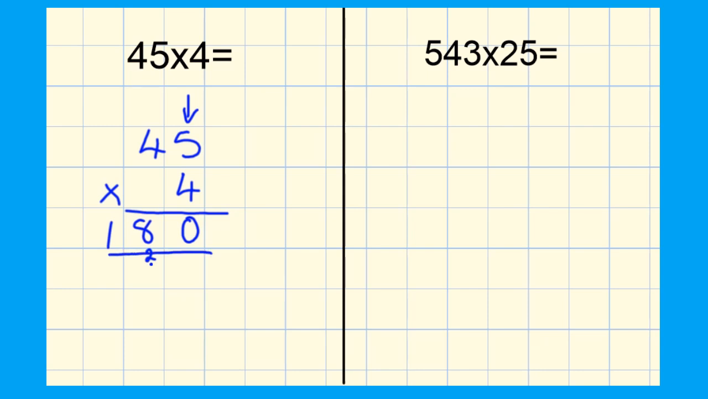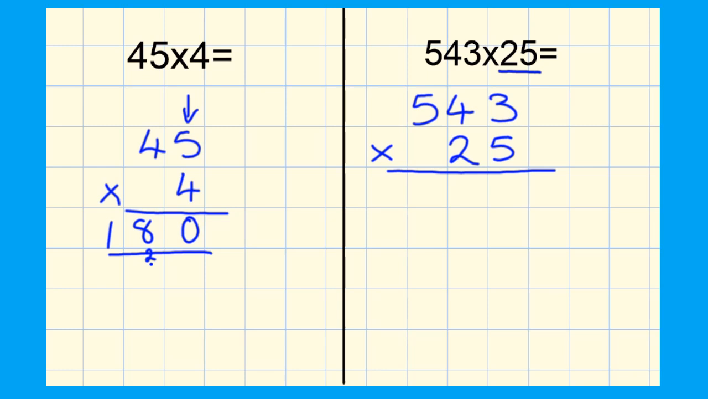Our second one is where we are multiplying by tens and ones. This is where we call it long multiplication. So we have 543, we're multiplying it by 25. First of all, we have our tens. When we multiply by our tens, we put in a 0 placeholder here.